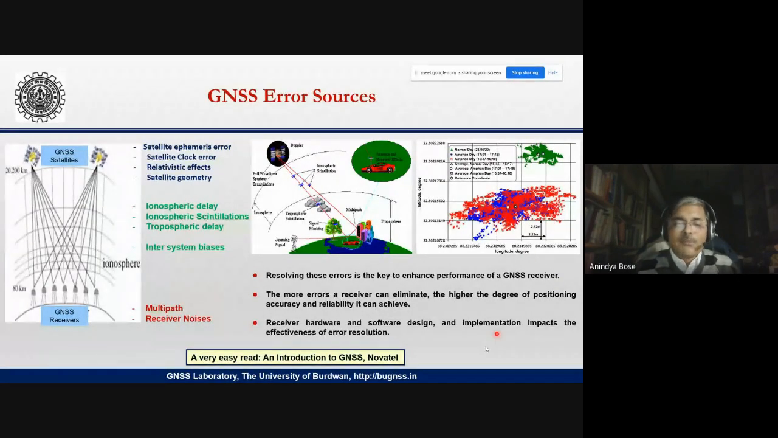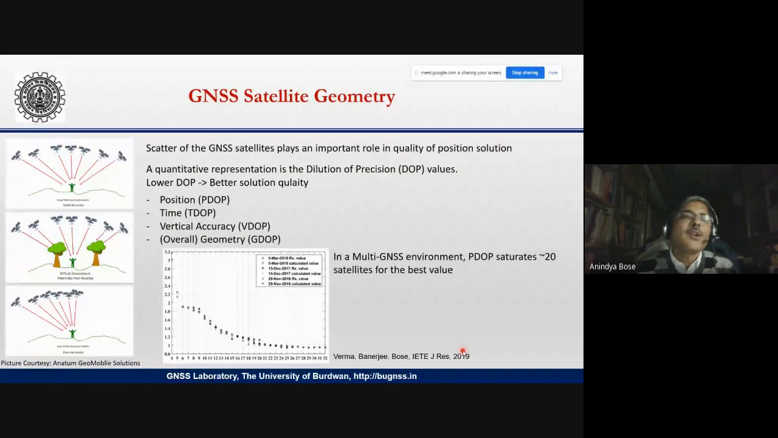Now the problem is, okay, a very easy read. You can search for it, or when you come, we will give you this location: Introduction to GNSS, a fantastic read. Everything has been given there very easily. So this is what we call the GNSS satellite geometry. Good geometry means all the satellites are scattered, and bad geometry means all the satellites are on one side. Generally nowadays this does not happen, and in a multi-GNSS environment the DOP value, which is a measure of the scatter, comes around 1, which is a very good value.